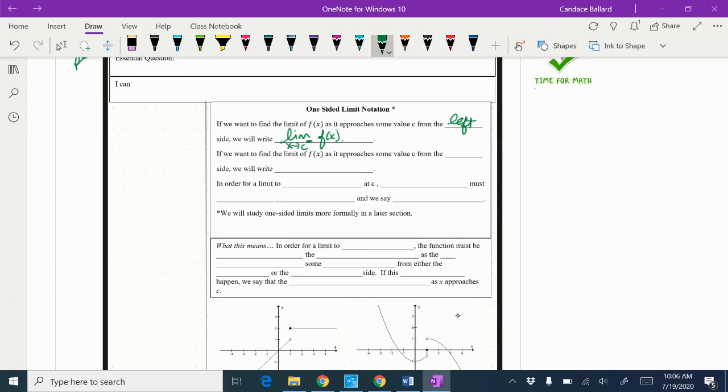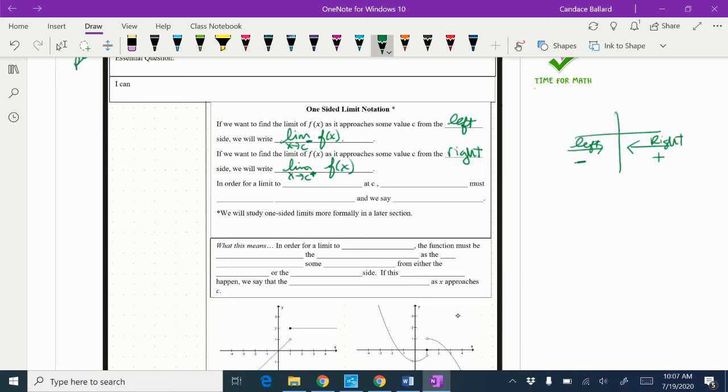We want to find the limit of f of x as it approaches some value c from the right side. We will write the limit as x approaches c, and instead of a minus sign, we use a plus sign, f of x. So the way that I like to think about that is, if we are coming from the left side, we're coming from the negative side, because this is left. If we are coming at some x value from the right side, we're coming from the positive side. So this is what it looks like from the right. All right, so it depends on what side of the point you are on.